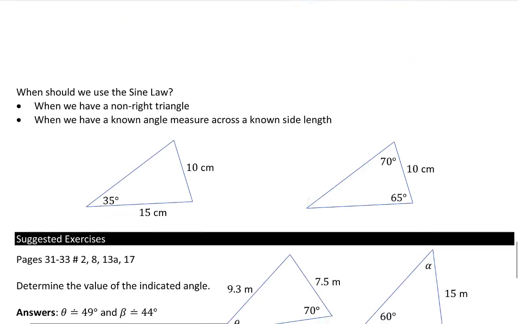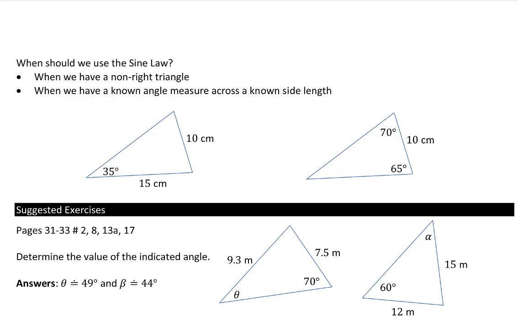So last part, when should you use the sine law? Well, there's two key factors here. First one, when we have a non-right triangle. That's the best time to use a sine law. However, you also need to have a known angle measure across a known side length. So notice here, I have a known side length across a known angle. And same thing here, I have a known side length, and even though it doesn't look like I have a known angle, I do know this one because of the 180 rule. There's 180 degrees inside a triangle.